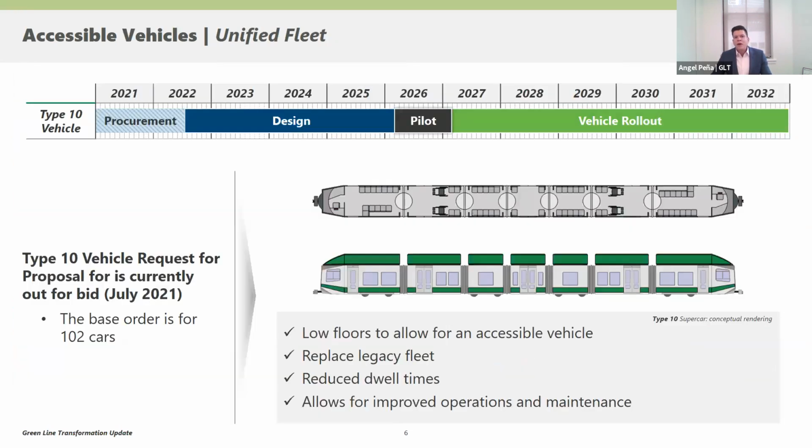But to best serve all riders and, in the long term, provide a level boarding experience, our transformation centers on the procurement of the new unified and accessible Green Line fleet, Type 10s. The new fleet of Type 10 supercars will reduce dwell times, improve operations, and streamline maintenance, while providing a consistent and inclusive travel experience for all riders.